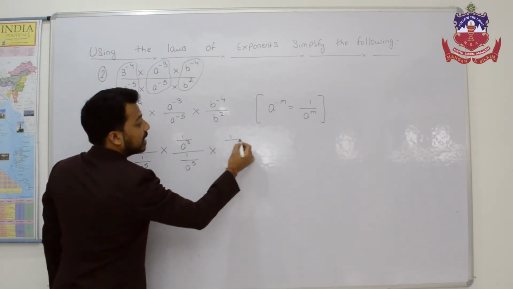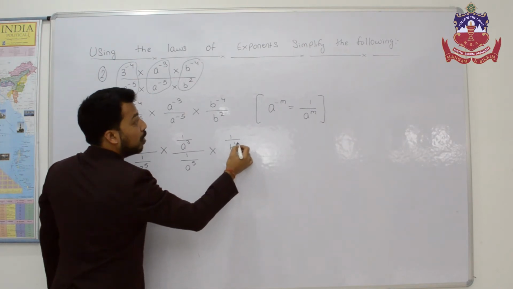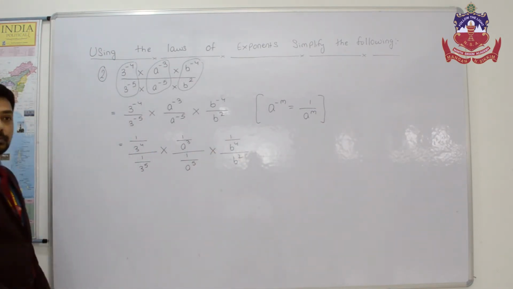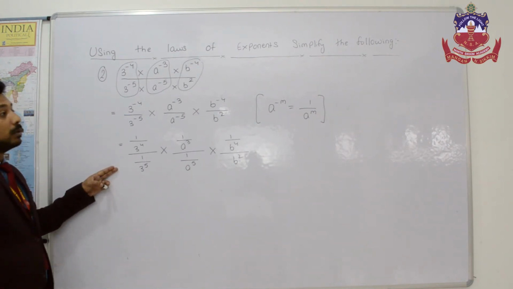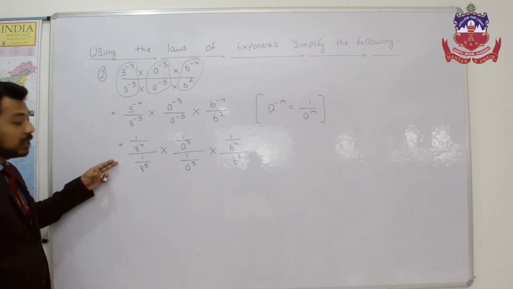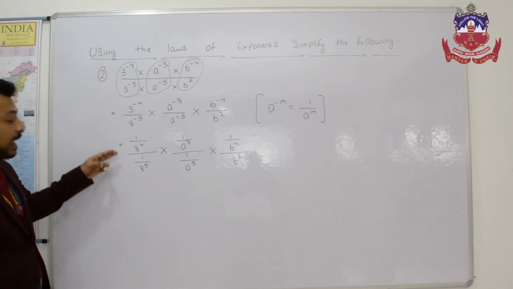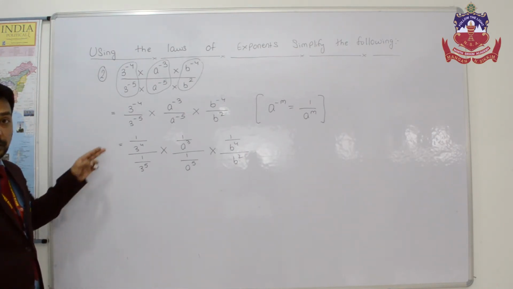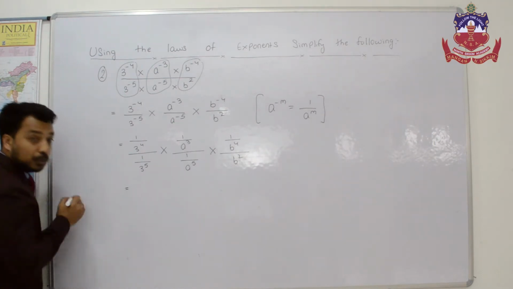So we can write this as 1 divided by b to the power 4, whole divided by b to the power 2. Once we have used the law, now let's go and do the reciprocal, as a fraction can never have two denominators. So let's perform the reciprocal.